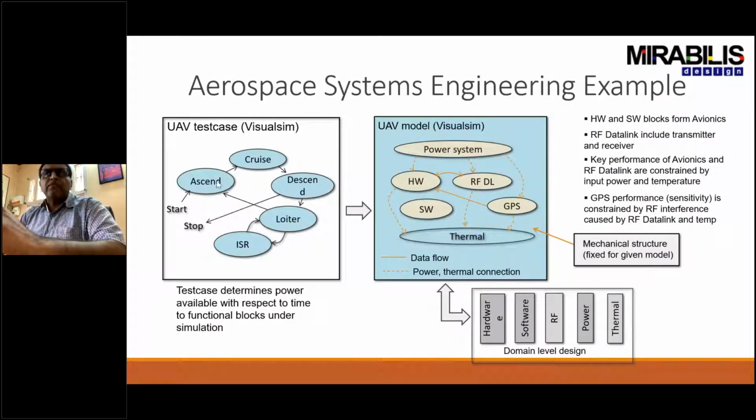So here we have an aircraft. Test cases are what it moves, or which order or which sequence it goes. And this is my model of the aircraft. One of the things you can see here is I have data flow, which means it's electronics and software. But then I also have power and thermal connectivity right here, which are these dotted lines. And of course, there's a mechanical structure which is given for a fixed system. And of course, you can see all these other ones.